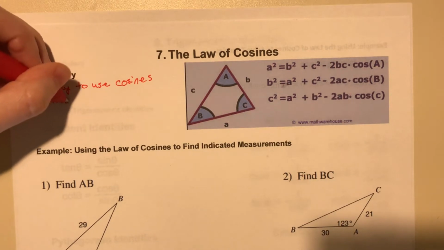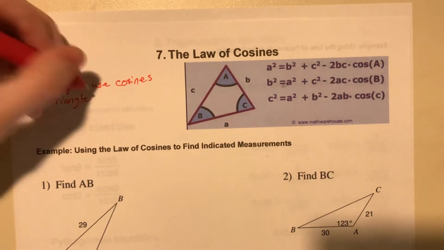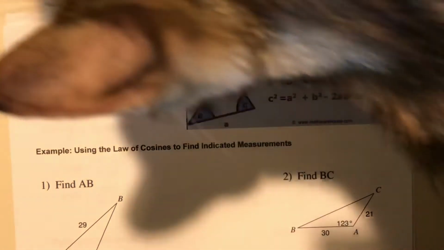Triangles. Mac is on my lap, so she'll probably come join us here. Use cosines with triangles. Hello, kitten cat. Can you move, please? Or am I going to need to remove you?